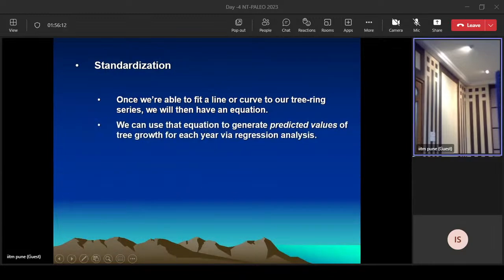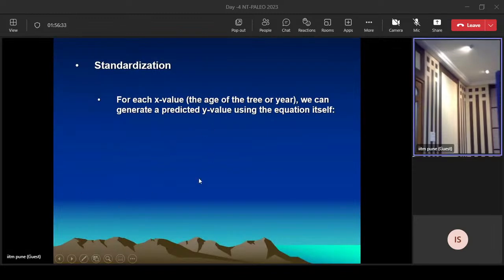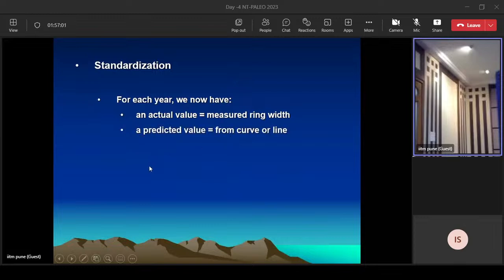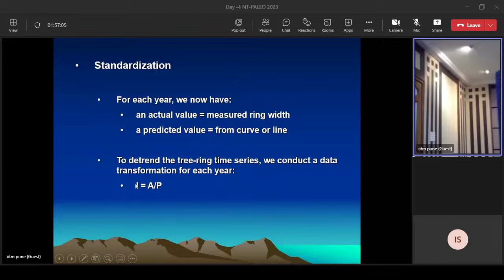Once we are able to fit a line to our tree-ring series, we will then have an equation. We can use that equation to generate a predicted value of tree growth for each year via regression analysis. It is very simple. For example, for an X value, the age of the tree or year, we can generate a predicted Y value. These are the actual values, and these are the predicted values. For each year, we now have an actual value measured, with a predicted value from the curve. And we can get the index by A divided by B, that is, actual value divided by predicted value.